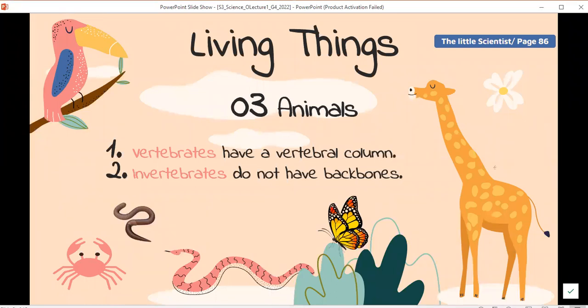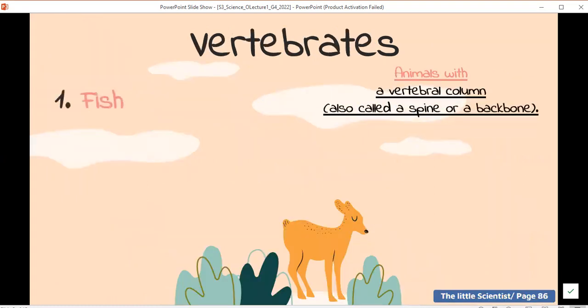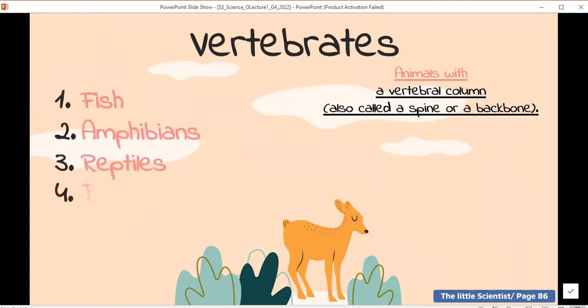The giraffe, for example, has a backbone, so it is a vertebrate. The bird has a backbone. It is a vertebrate. Snakes do have a spine, so they are vertebrates, while crabs, worms, and butterflies are considered invertebrates for not having a vertebral column. Vertebrates are classified into 5 groups: fish, amphibians, reptiles, birds, and mammals.